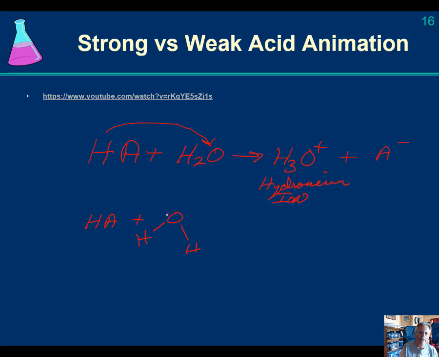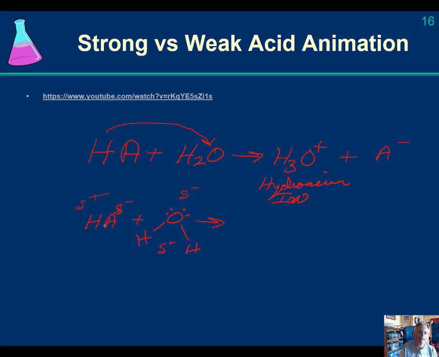There are actually two non-bonding pairs of electrons. Remember, this is a very polar molecule. This end of the molecule is partially negative. This end of the molecule is partially positive. The acid is also a very polar molecule, and the positive charge is here, the negative charge is over here.